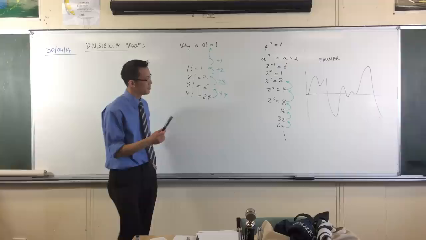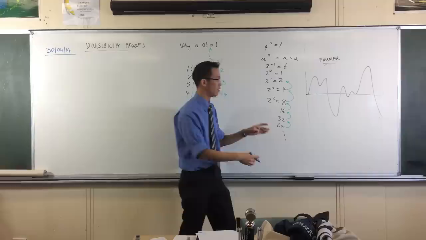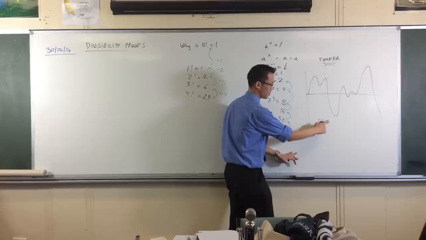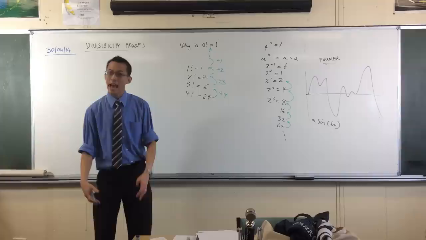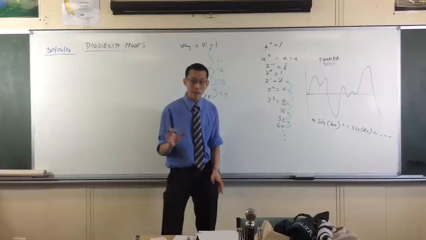But the amazing thing about this, and this is what Fourier proved, is that this wave function can be composed of a whole bunch of sine functions, the whole variety of them. Some of them will be big, some of them will be small. So you change the coefficient at the front, and you change the frequency. And if you add enough of them together, you can make anything. Anything.